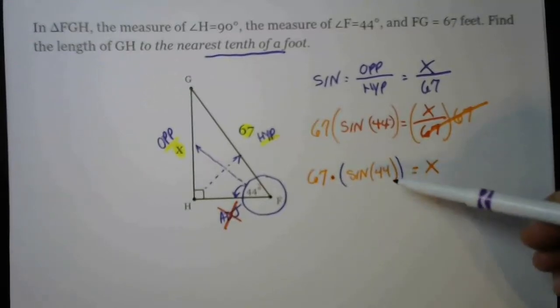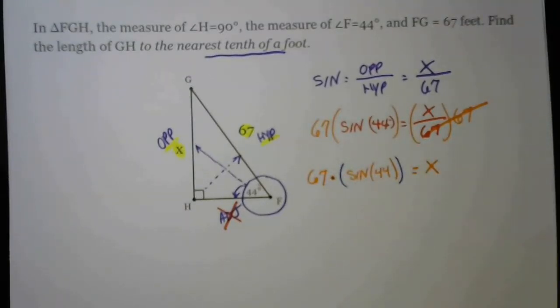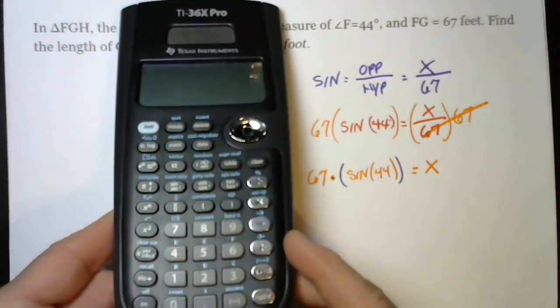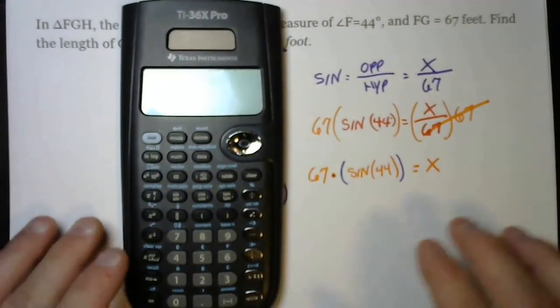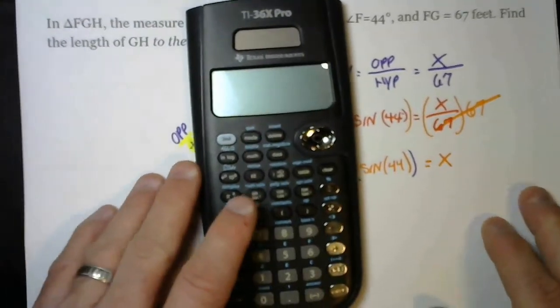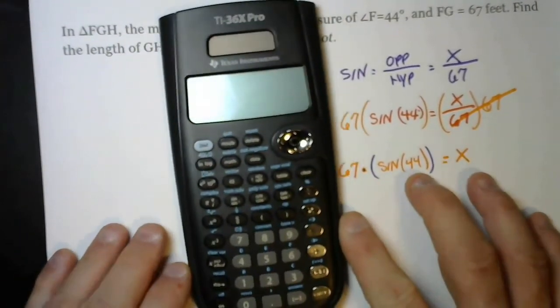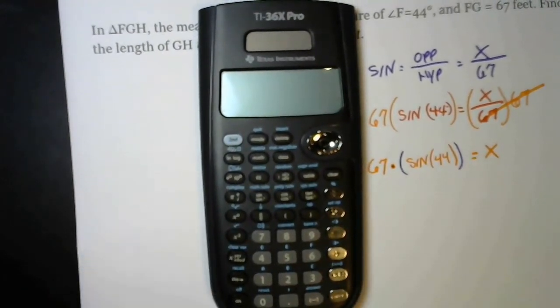So if we can get sine of 44 and multiply it by 67, we'll have our missing side. I'm going to show you 3 ways to figure that out. The first thing I'm going to do is use a calculator like we use in class, and you can actually go to the Texas Instruments website and download an emulator of this calculator for free right now. It's free to all students because of online school, which is basically nationwide now.